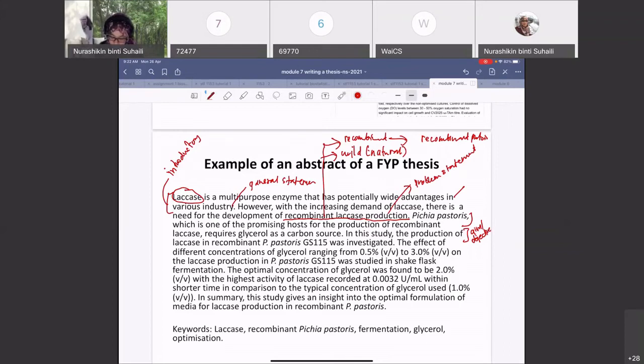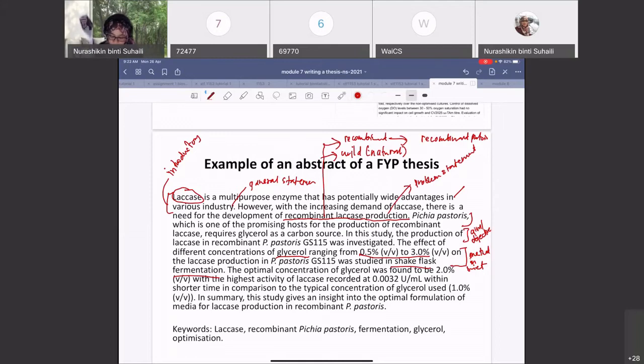Right, so this is to show some methods. This is methods in brief. You say that it is in shake flask fermentation, from what range? 0.5 to 3 glycerol. So this is a brief piece of information about the methods, right?